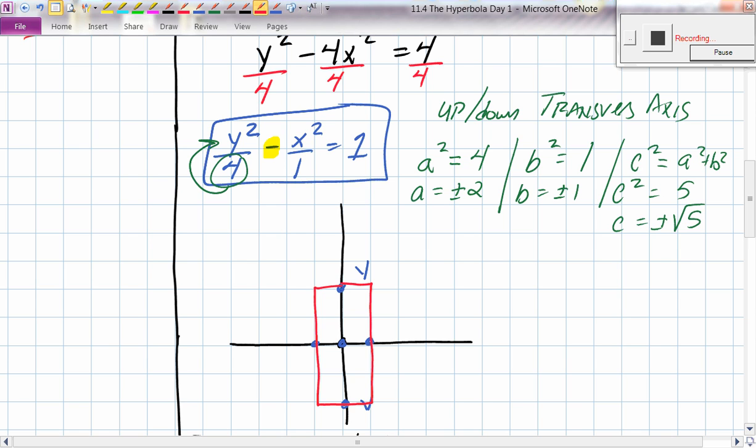So you draw the box first before you can get the asymptotes and everything involved with that. All right, since we know it's an up-down transverse axis, I'm going to put in an up-down transverse axis here so I know that I'm going up and down.